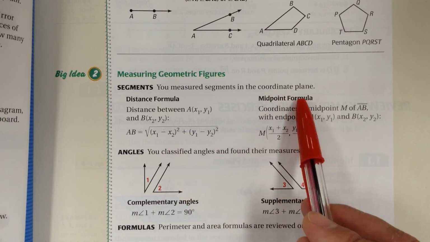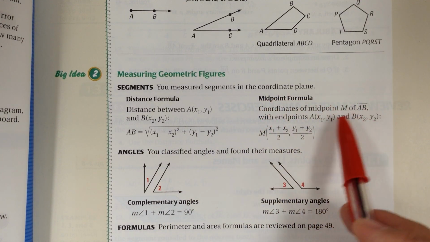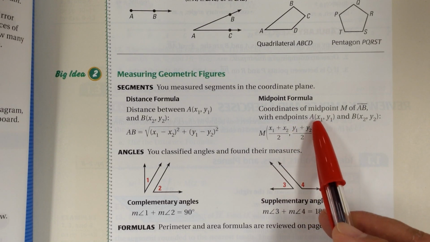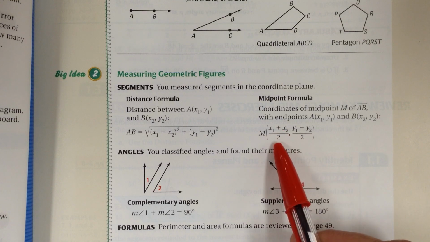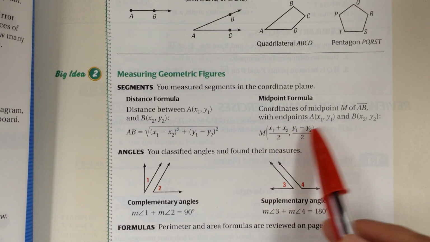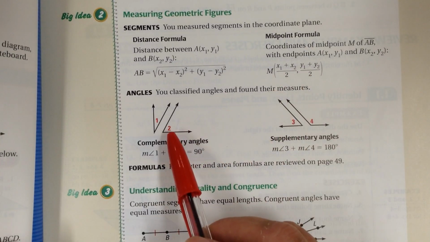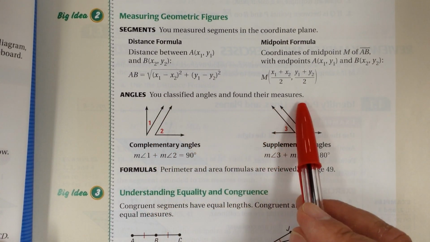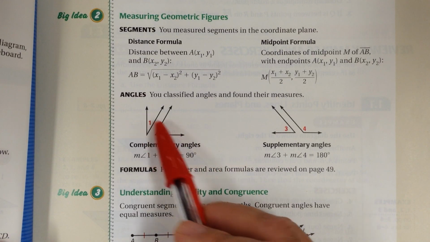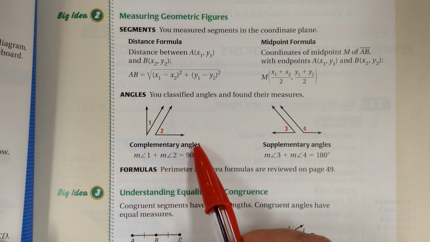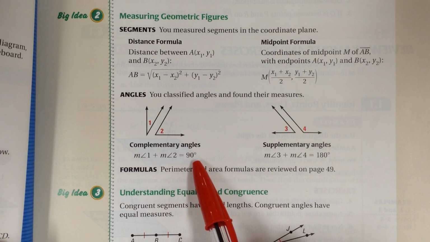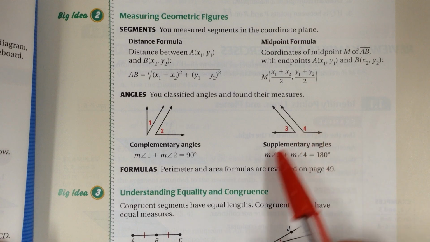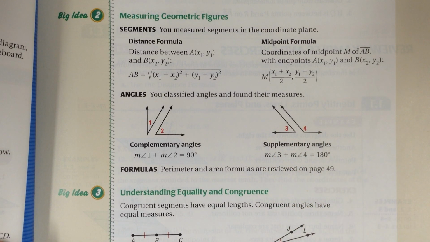You also need to know the midpoint. So the midpoint between point A and B is you just average the two. So you add the x1 and x2 and you divide by 2, right? That's how you average. You add and you divide. Okay, next one, angles. Okay, you classify angles and find their measures. So you have angle 1 and angle 2. So these are complementary angles when two angles add up to 90 degrees. Supplementary angles are when two angles add up to 180.